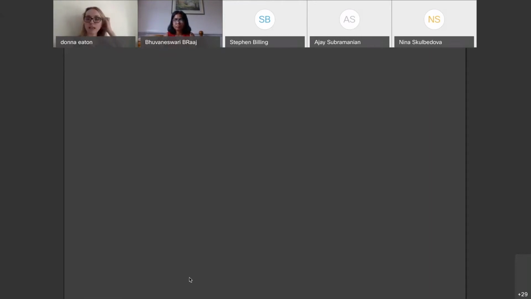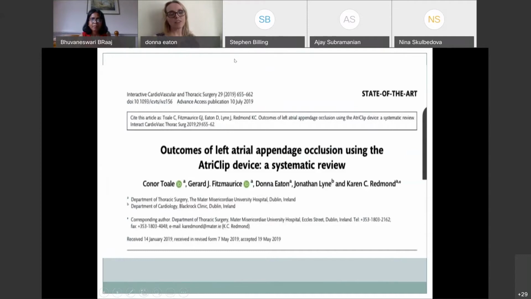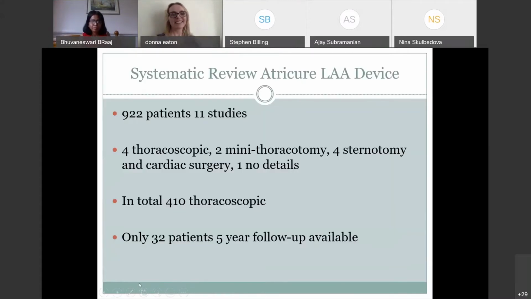So we thought we would look at the literature around left atrial appendage occlusion, specifically. This is a systematic review of the evidence for left atrial appendage occlusion and the Atricure device. Next slide, please. So in total, there are 922 patients and 11 studies included in this systematic review.